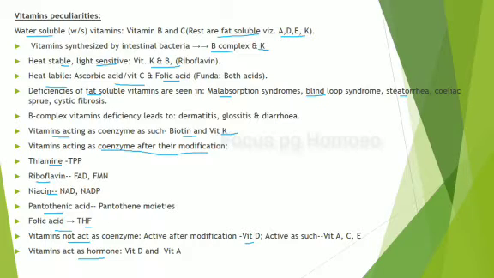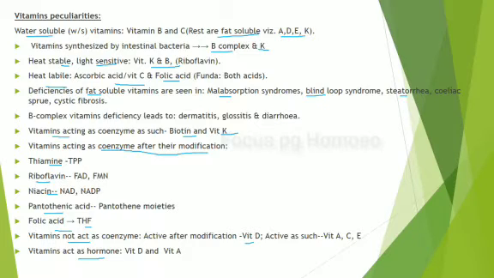Next, in case of deficiency of fat-soluble vitamins that are A, D, E, K, we get malabsorption syndrome, blind loop syndrome, steatorrhea, celiac disease, celiac sprue, and cystic fibrosis. Deficiency of vitamin B complex leads to dermatitis, glossitis, and diarrhea.